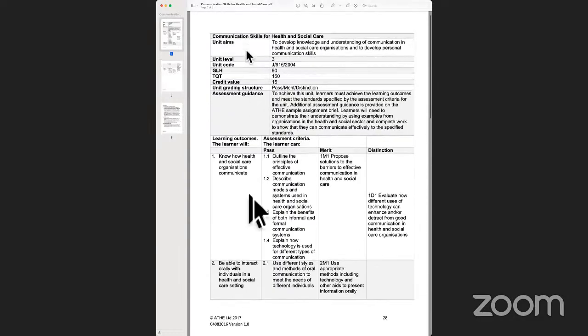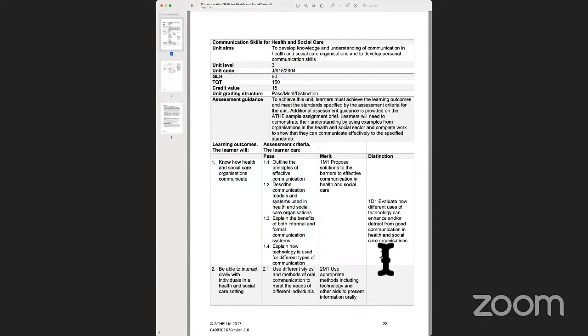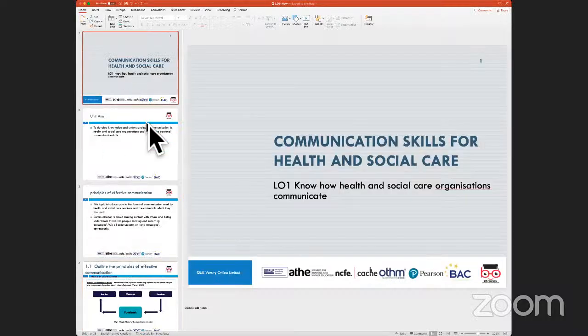So today we are going to be focusing on learning outcome 1, which is mostly theoretical, and some part of our discussion, as you always know, we will start this discussion with a PowerPoint presentation. And the idea here would be to look at this presentation to discuss some of the assessment criteria and build our understanding on the learning outcome 1, which is know how health and social care organizations effectively communicate.